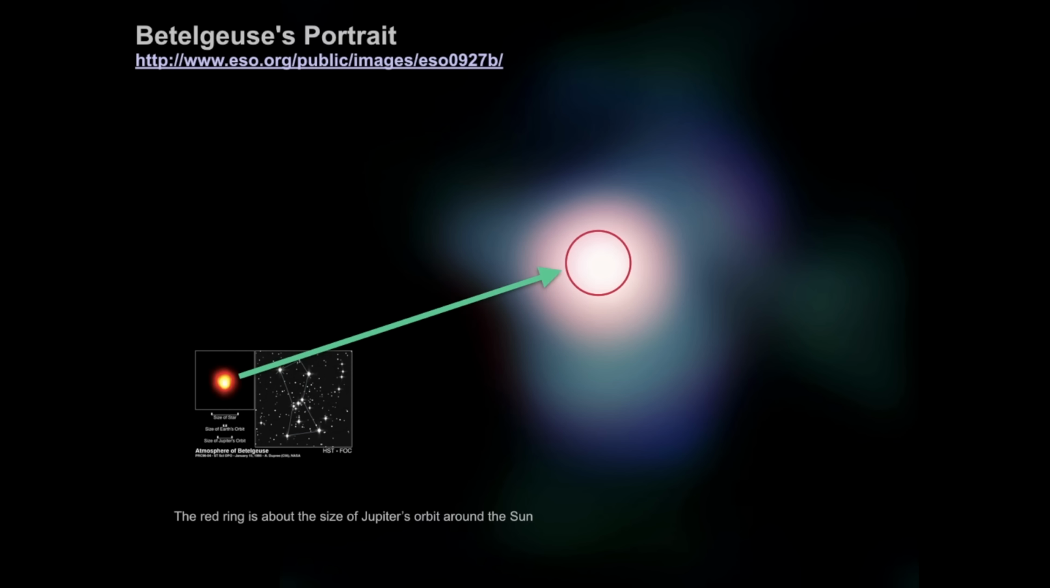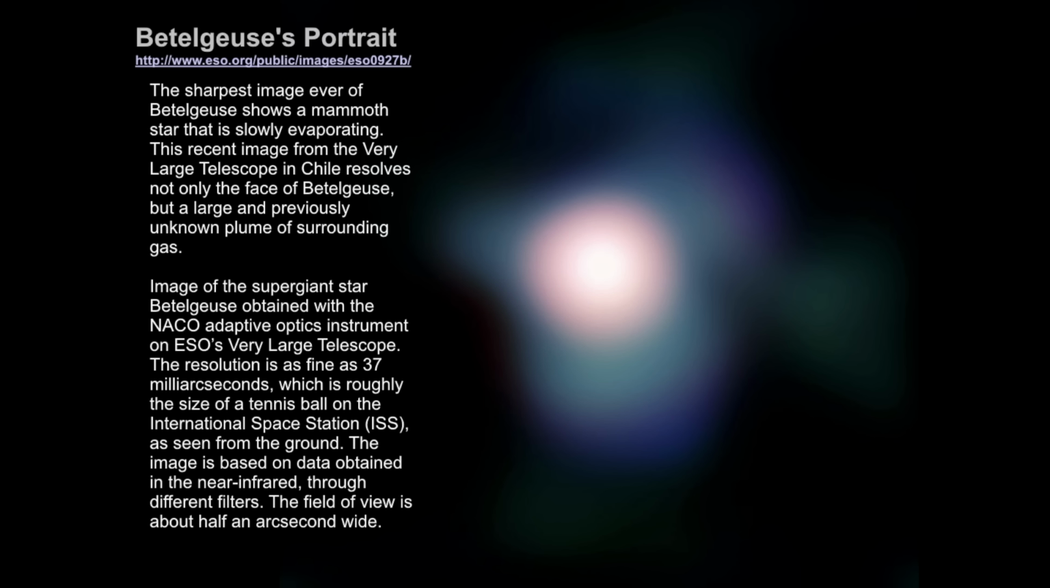Well, it's also puffy. There's a plume shooting off to the side. There's also other plumes kind of noodling around. It's a really distorted thing, and it's not actually spherical the way we think of the sun. The sun is spherical, but we can really think of Betelgeuse as not even spherical. It's just this lumpy sort of thing. And it's an incredibly sharp image.